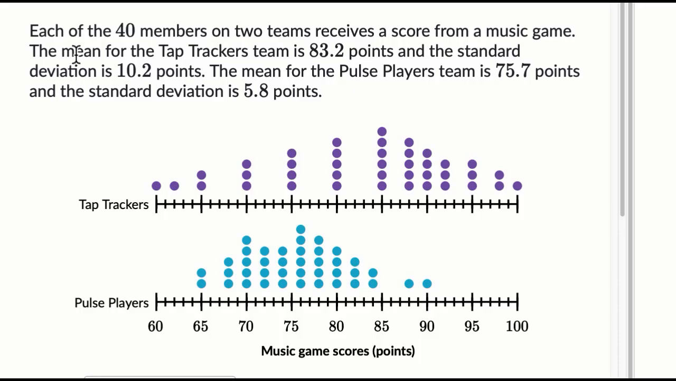We're told that each of the 40 members on two teams receives a score from a music game. The mean for the tap trackers team is 83.2 points, and the standard deviation is 10.2 points. Let's see, this is tap trackers right over here. Mean is 83.2, which is right about there. So this is the mean. So right over here, standard deviation is 10.2 points.